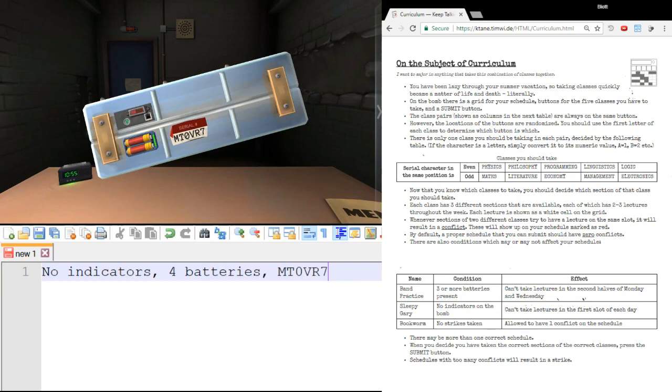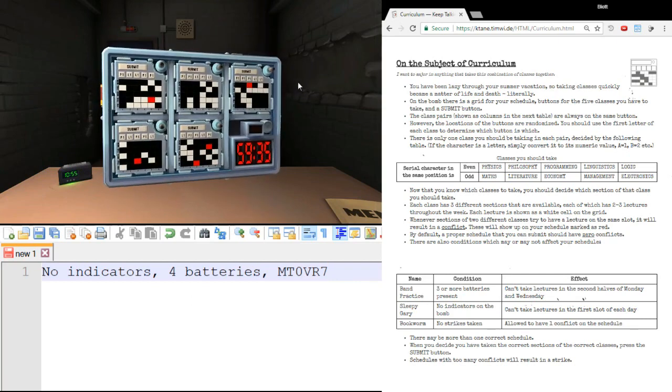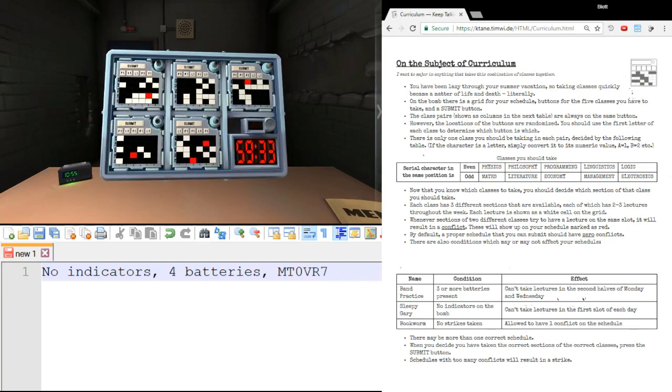First things first, let's find the classes that we're going to need. So the expert's going to look. M is odd, it's 13. T is even, that's 20. 0 is even. V is 22, that's even. R is 18, that's even. So here's my list. M, P, P, L, L.